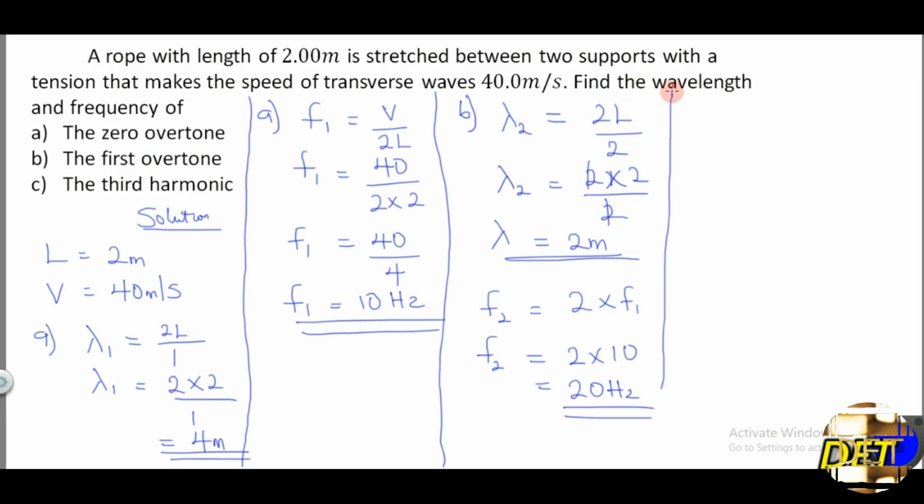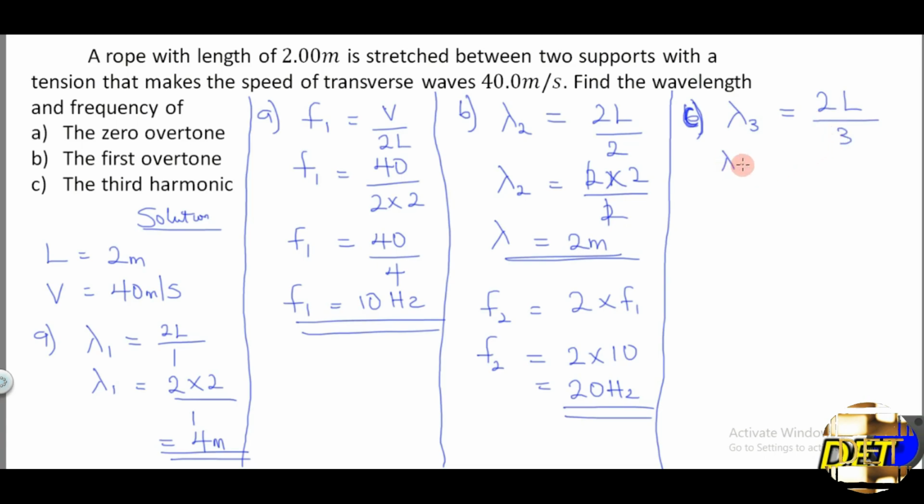Then the next question, the last question here, is to look for the wavelength and frequency of the third harmonic, right? So the wavelength of the third harmonic, this is your question C now, which I will represent as lambda 3, will be equal to 2L divided by 3, which is the number of harmonic, right?